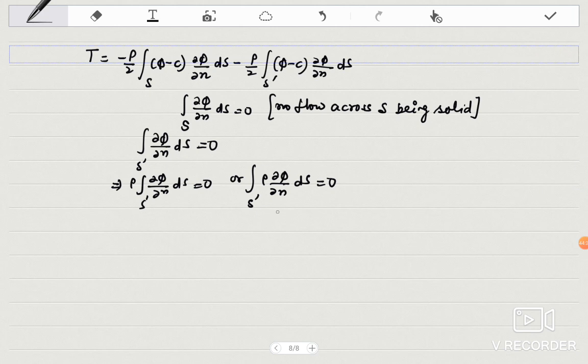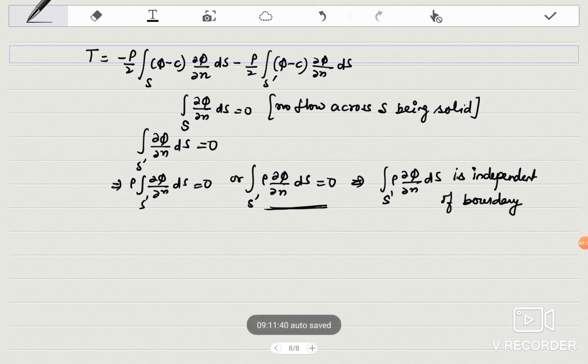What does it show? It shows that this is independent of boundary S dash. This implies rho delta phi delta n ds for S dash is independent of the boundary. Because it is true for S, it is true for S dash. S dash is infinitely large and arbitrary, so it is independent of boundary S dash. Boundary means boundary surface.